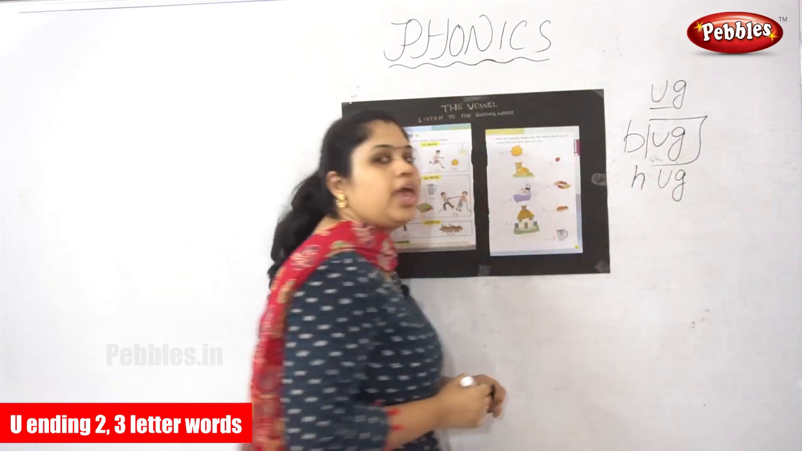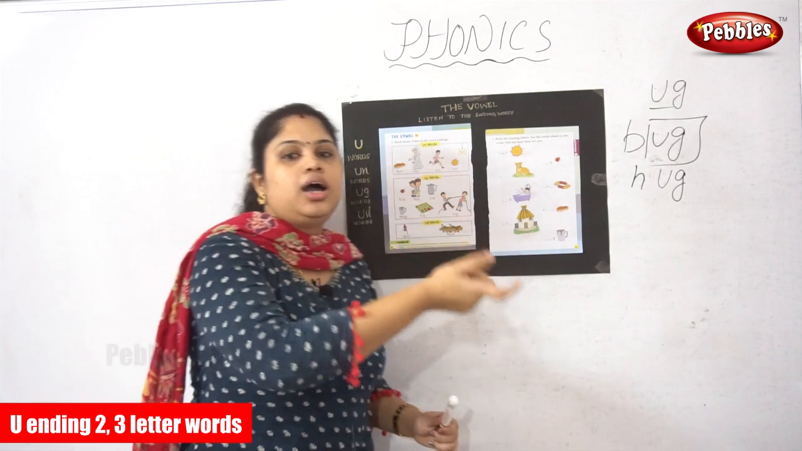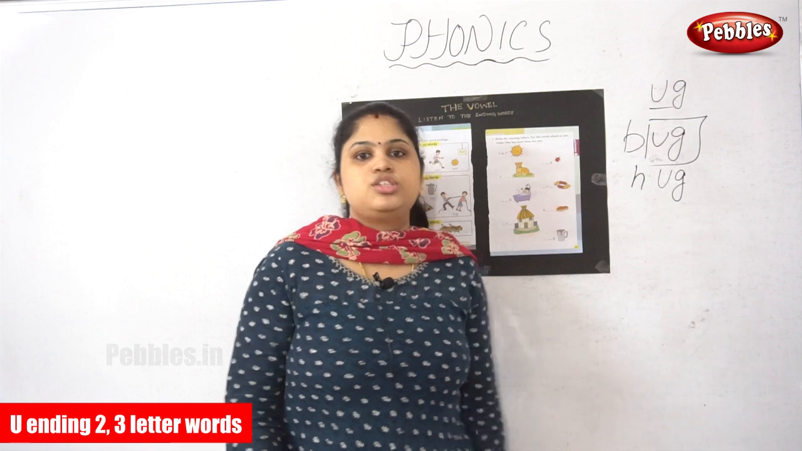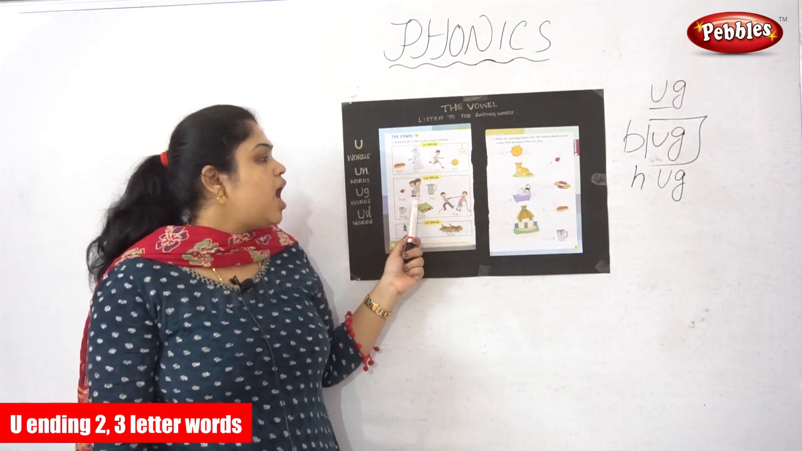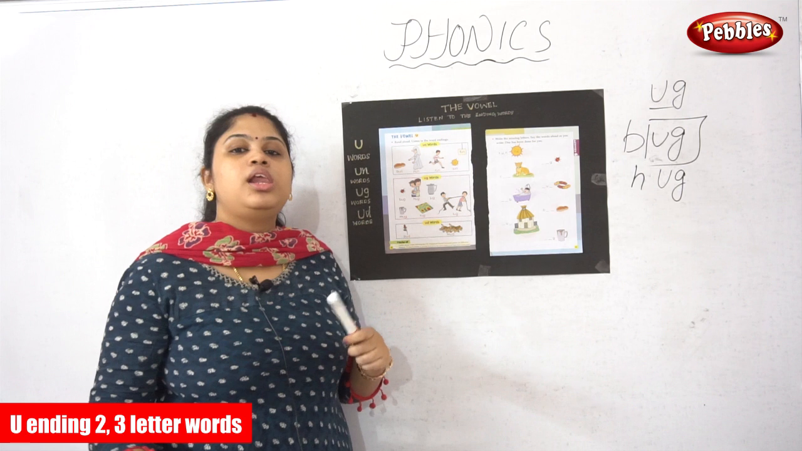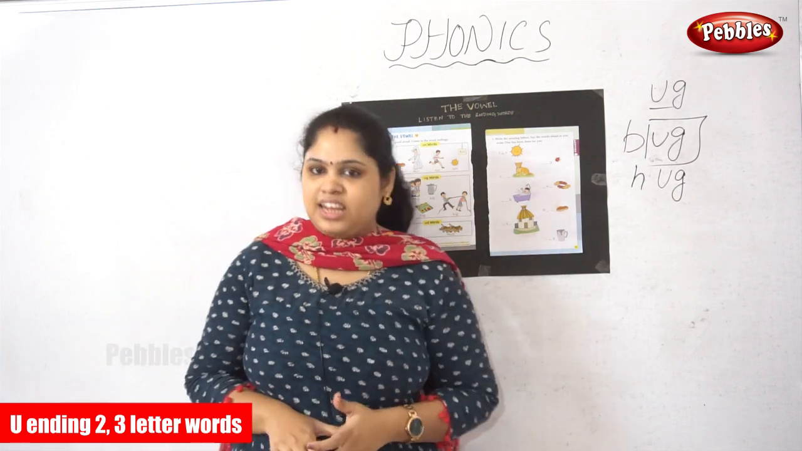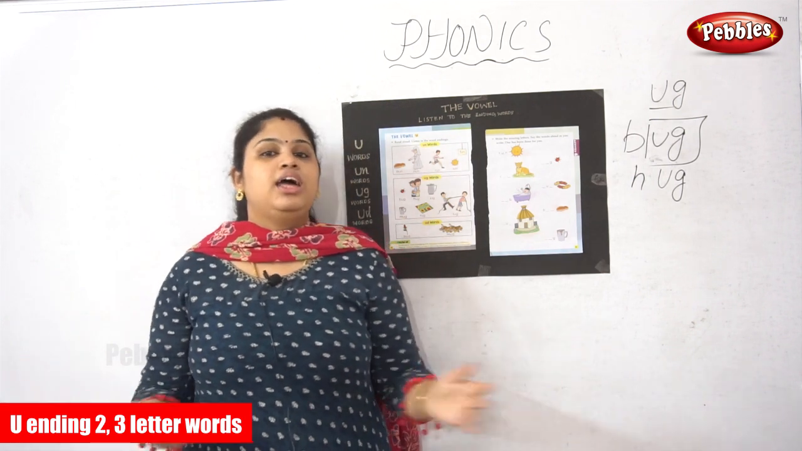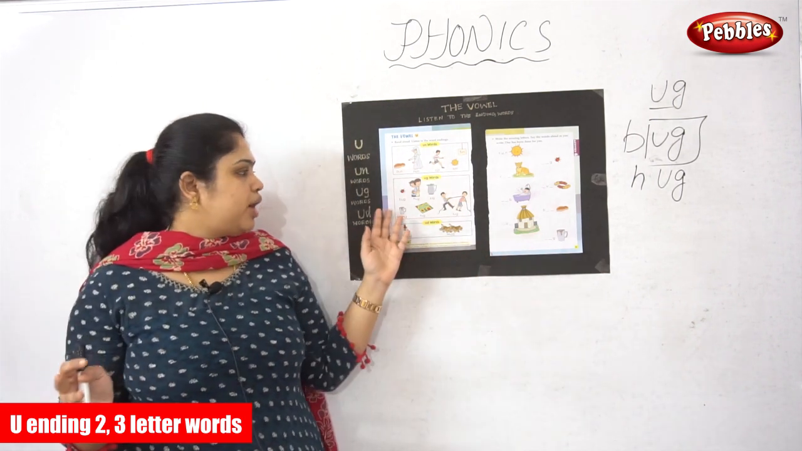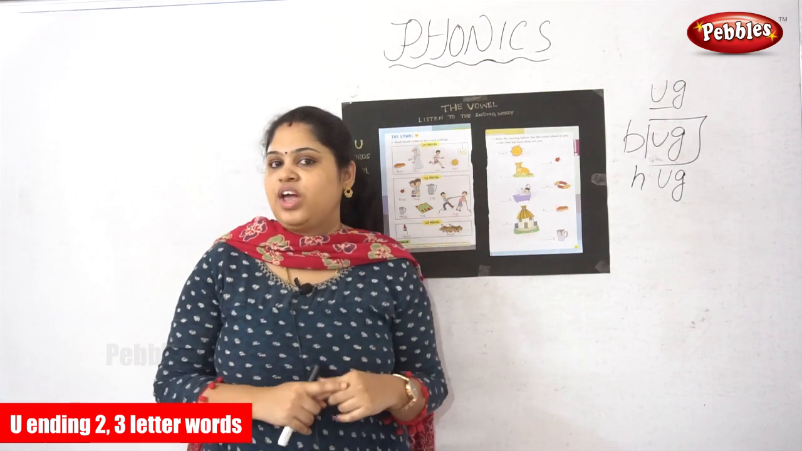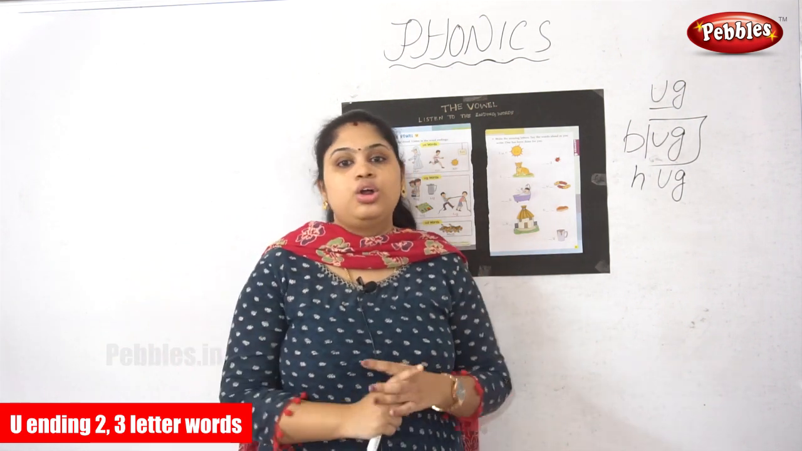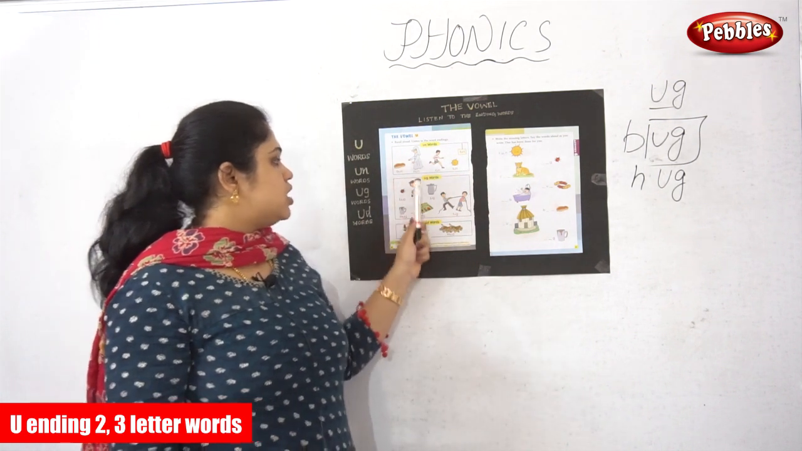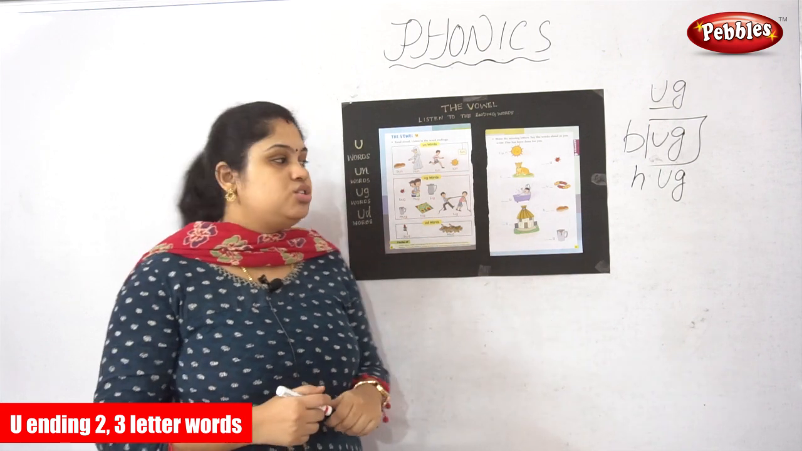Okay, so next, of course, the word is going to end in UG. The starting letter is H. Hug. So hug means, see here, both the friends are hugging each other, isn't it? We all love to hug our parents, our grandmothers, our grandfathers, uncles, aunties, friends, everybody. But now, yes, we have strict rules. We should not do any hugging. Very good.